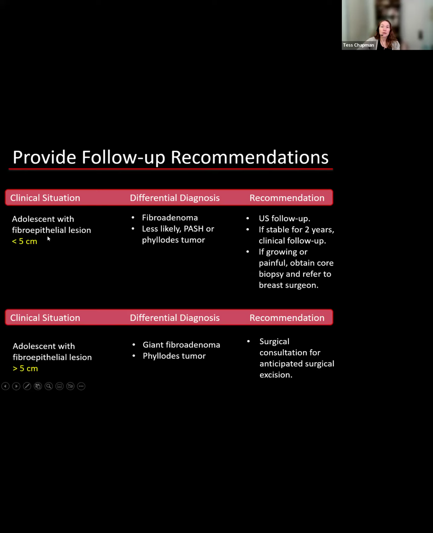Then when we get into our fibroepithelial lesions, again, most commonly a fibroadenoma, if they're less than 5 centimeters, just follow them. And the common thing to do is ultrasound follow-up in 6 months and then 1 year later. So document stability for 2 years at 6-month intervals and clinical follow-up. And then if it's growing or if it develops pain, then obtain a core needle biopsy and refer to a breast surgeon. Now, if it's straight away 5 centimeters or greater, then we want to consider these two entities and a surgical consultation at that time is appropriate.